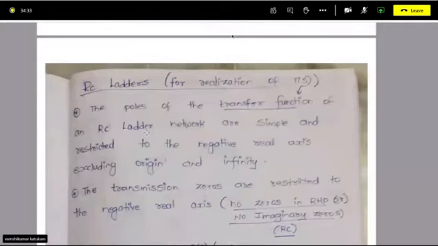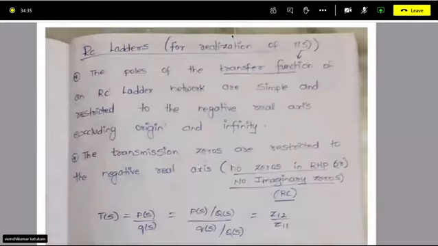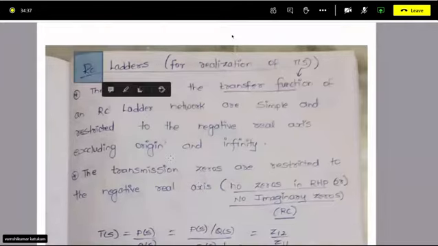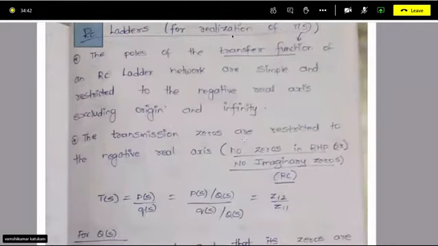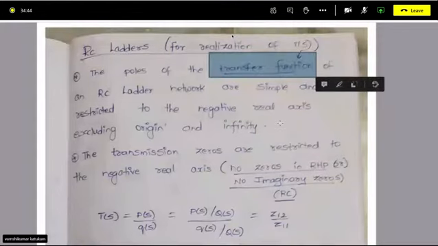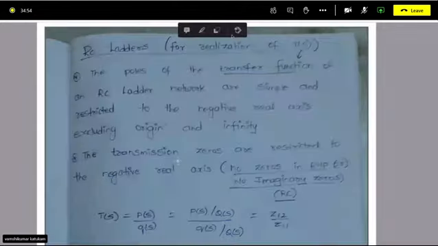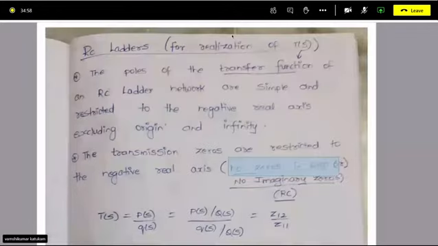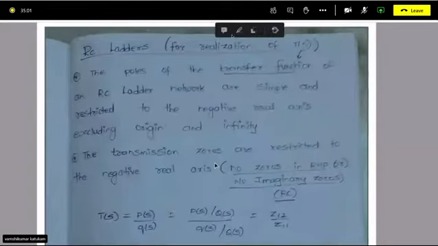So for an RC ladder, how should the zeros, the transmission zeros, be? Transmission zeros means the transfer function zeros. They are restricted to the negative real axis. We have seen that for a ladder network, it is the negative real axis, in the sense that there are no zeros in the right-hand portion and no imaginary zeros. So it should be purely real and on the negative real axis for an RC network.